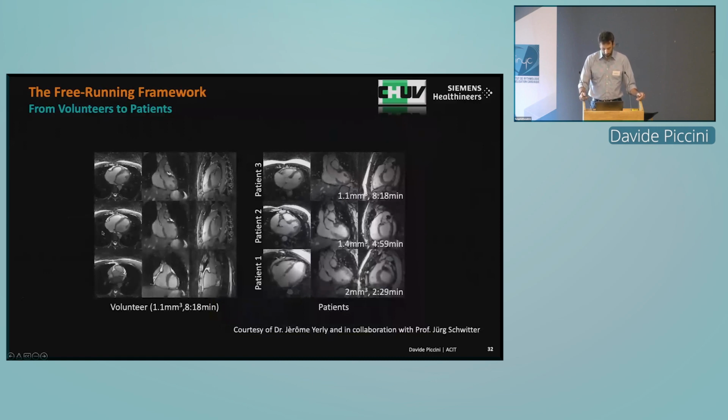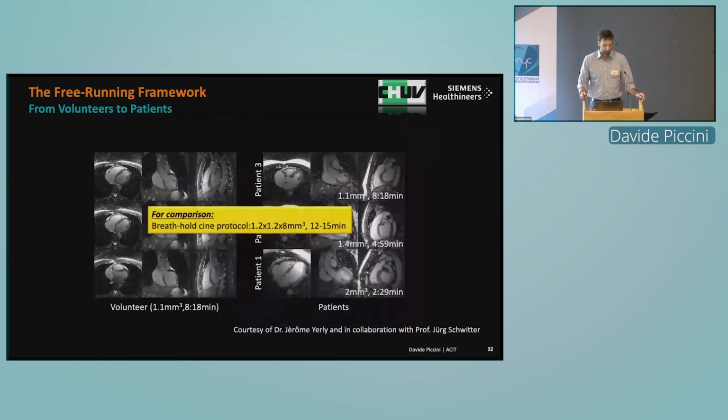So the 1 millimeter acquisition is about 8 minutes, but if you go down to 2 millimeters, you can acquire a whole data set in 2.5 minutes, free breathing, and it still looks pretty decent, I would have to say. In comparison, the whole breath-holding cine part of the protocol that you saw at the beginning, because you have to allow the patient to recover, takes about 12 to 15 minutes, with pretty much 2 millimeter resolution. So we are going down by a factor of 10.